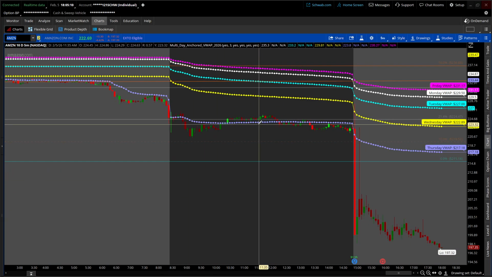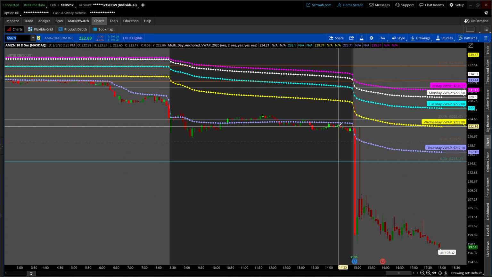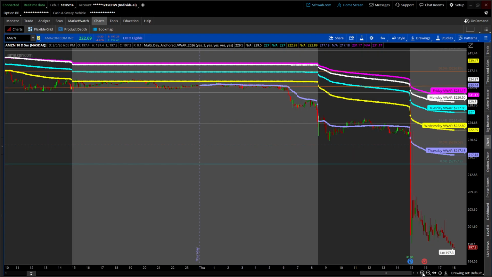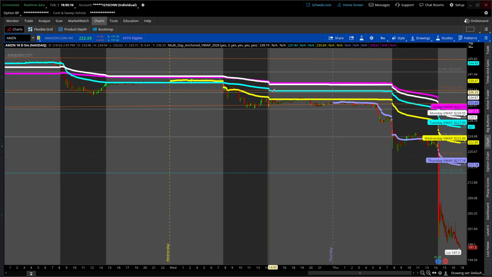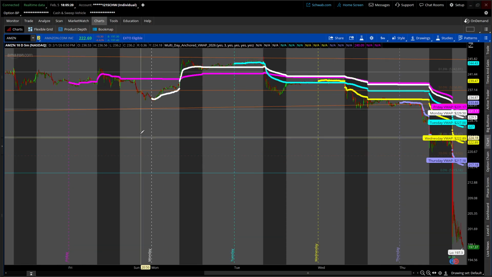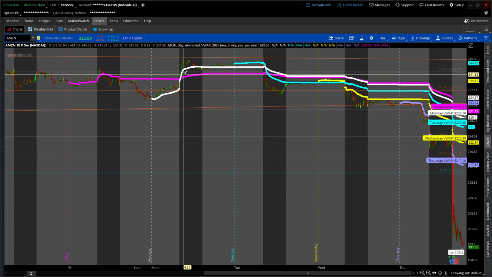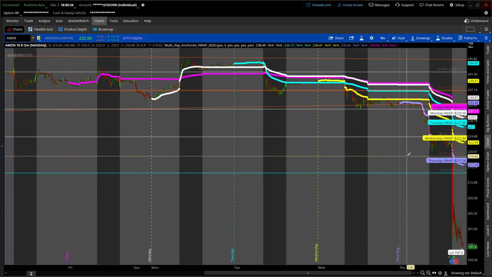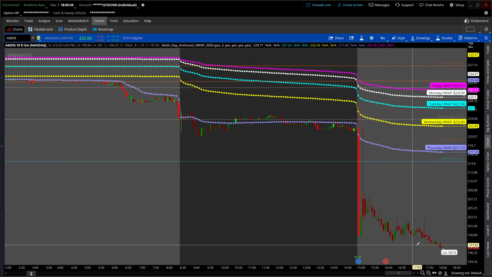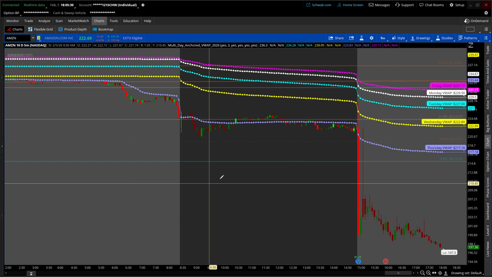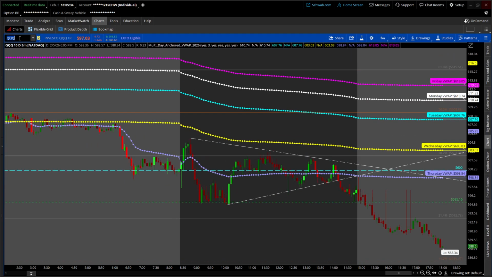Here's Amazon. You can see it did the same thing. It was below all of its weekly VWAP levels here. You can see where it's trading below all these VWAP levels. It's been that way, I think, for the whole entire week. No, Monday it had the same push as the S&P 500, but this is the result of its earnings. I'm not sure about what happened with the earnings, but let's go to Apple.